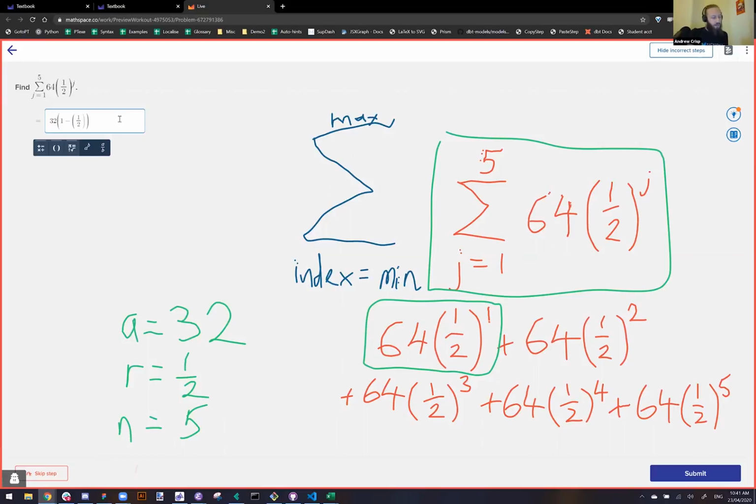And when it's in the numerator, that needs to go to the power of n, which is 5. So I've put in A times 1 minus R to the power n, and then we divide all of this by 1 minus R. Looking good. So let's simplify this a little bit. 2 to the power 5: 2, 4, 8, 16, 32.